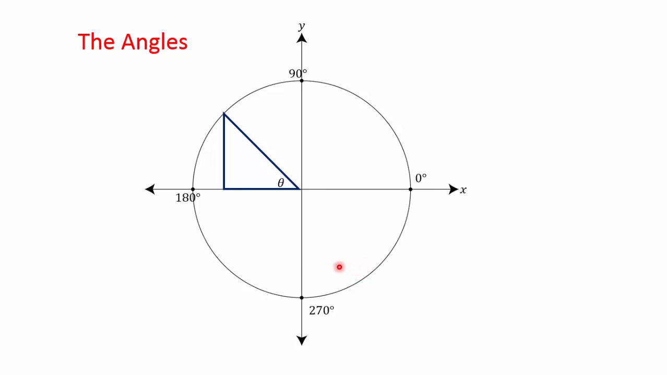Okay, so now we're going to learn how to write the angles. In the first quadrant, well, that's just theta. It's just normal. It's what you've been doing up until now.